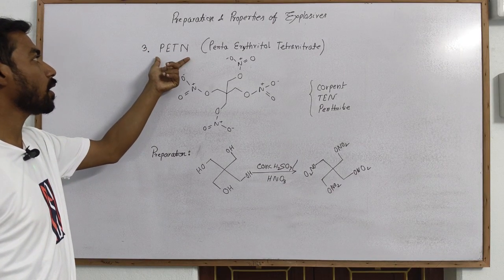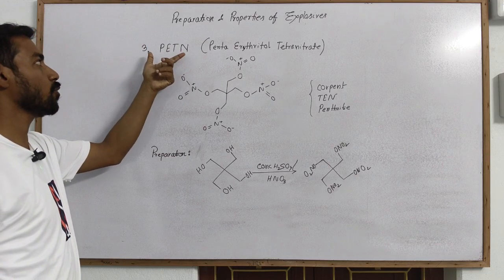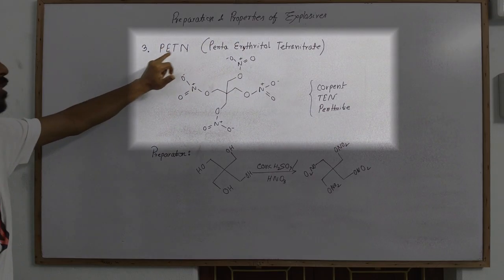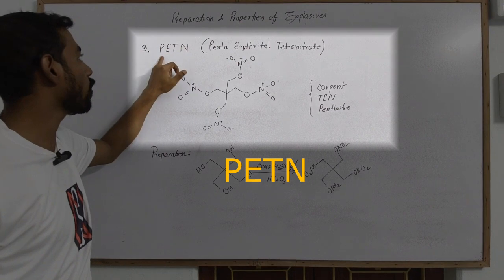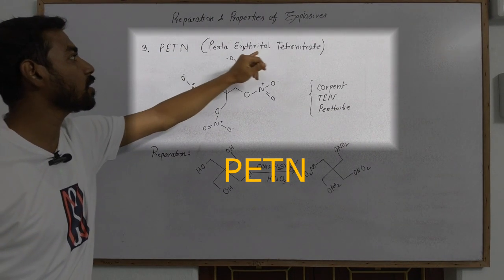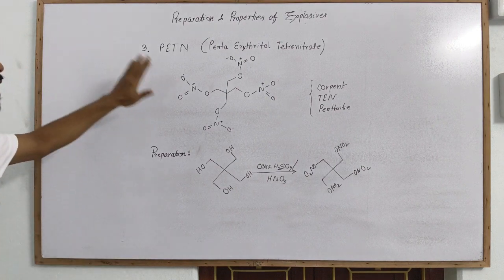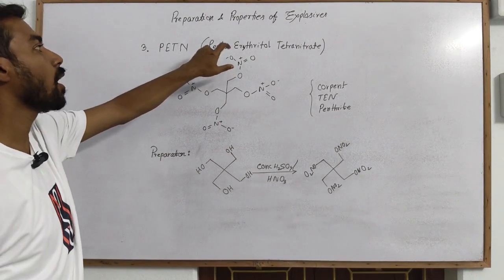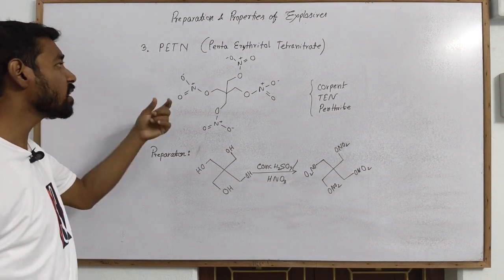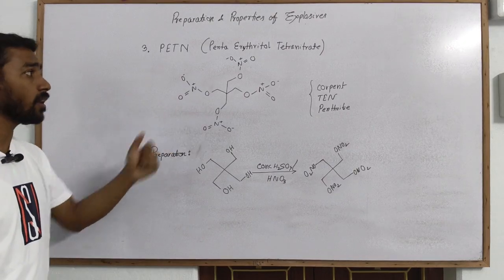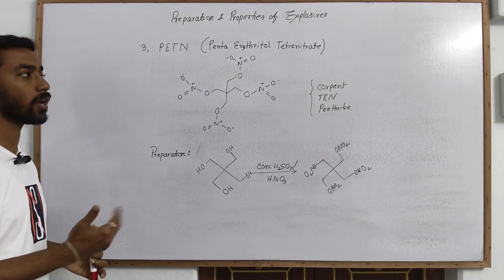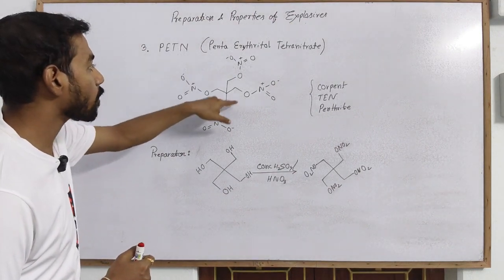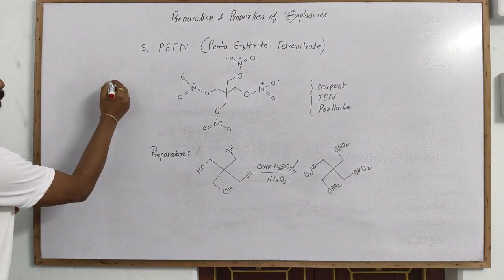Now, this is our third explosive, or you can say the last explosive we will discuss, and we'll discuss the preparation and properties of this explosive. That is PETN, pentaerythritol tetranitrate. P for penta, E for erythritol, then TN means tetranitrate. This PETN is a high explosive organic compound. Chemically, it is the nitrate of pentaerythritol, and structurally it is very similar to nitroglycerin. The term penta refers to the 5 carbon atoms of the neopentane skeleton. What is the neopentane skeleton?